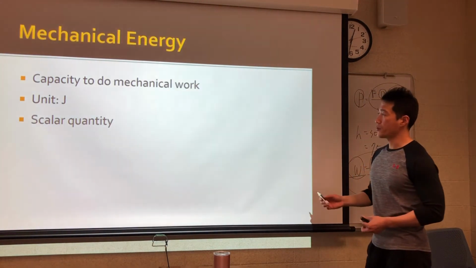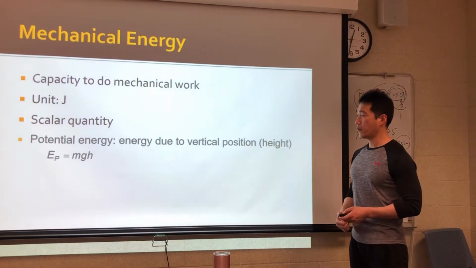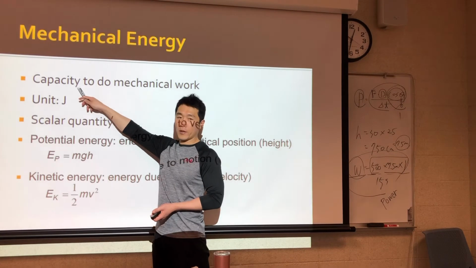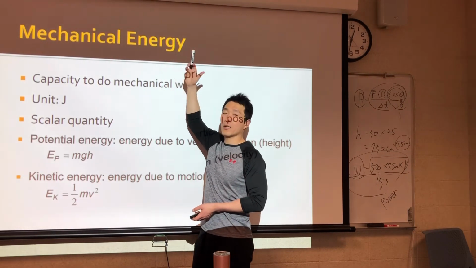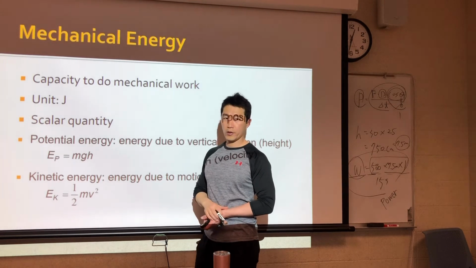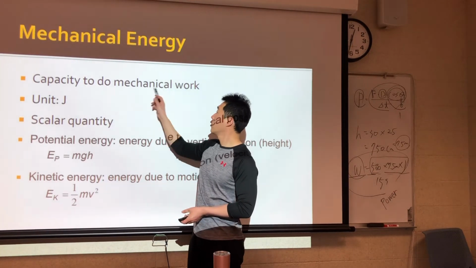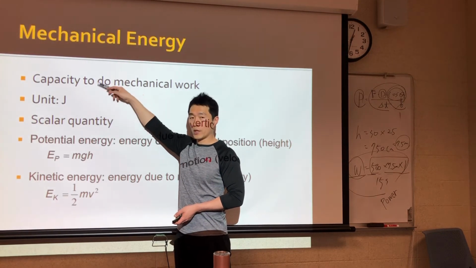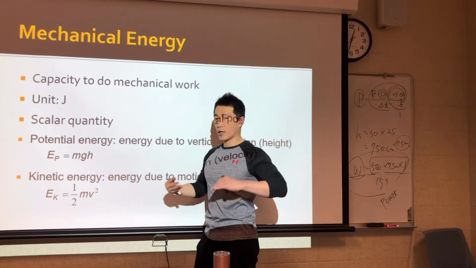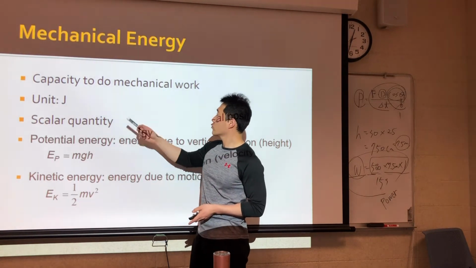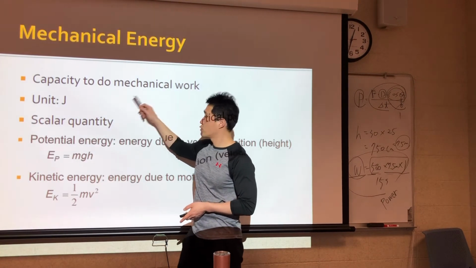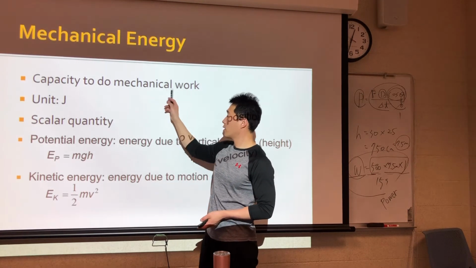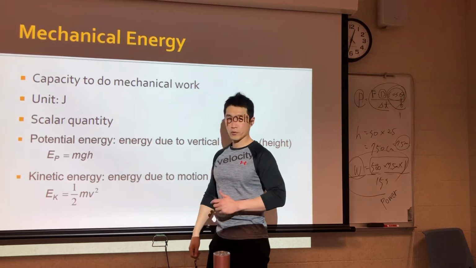And then mechanical energy. Next concept, mechanical energy. It's the capacity to perform mechanical work, which means mechanical energy is highly related to mechanical work. In order to do mechanical work, we should have mechanical energy. That's why they use the same unit, and they are kind of interchangeable. So what was the unit of work? The unit of work was joule. That's why the unit of energy is also the joule. And work was a scalar quantity, so energy will also be a scalar quantity.